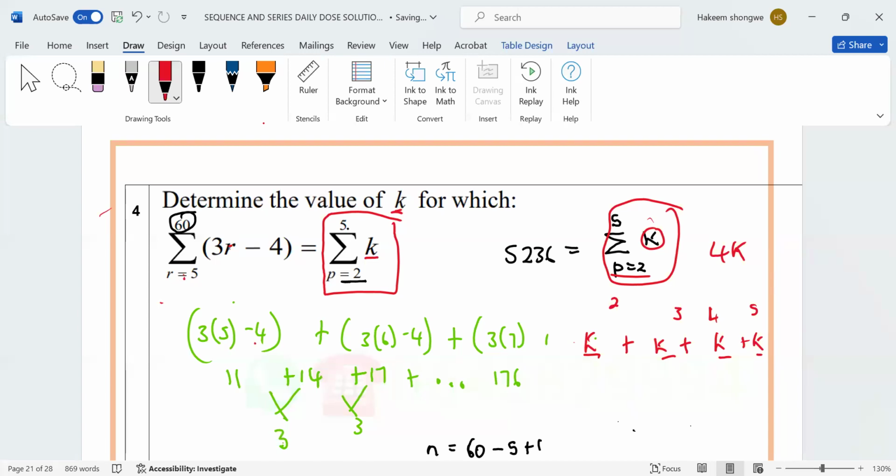The k, yeah, the k here. Remember what does the sigma say? It says we are going to substitute. This is the value that we substitute to get the first term. This is our first term. And then we do it consecutive. What is the number that follows 2? It's 3. When p is 3, what is k? K is still k because p and k, they don't have any relation. When p is 4, what is this thing? It's still k. When p is 5, this thing is still k.